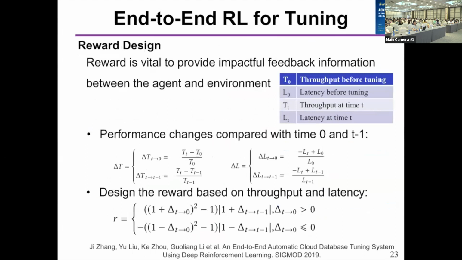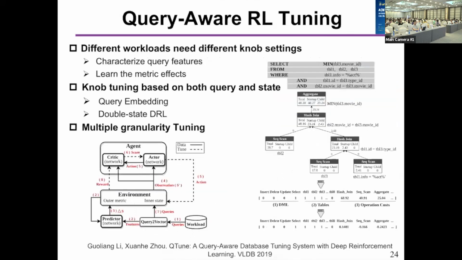The second issue is about the reward. When we tune the knobs, how to evaluate whether the tuning is good or not. So the reward is important. We need to capture both the long-term reward and short-term reward. So it's very important to design a very good reward function.